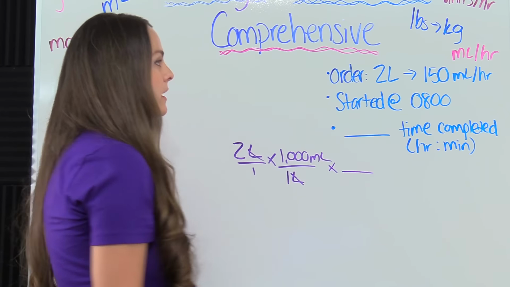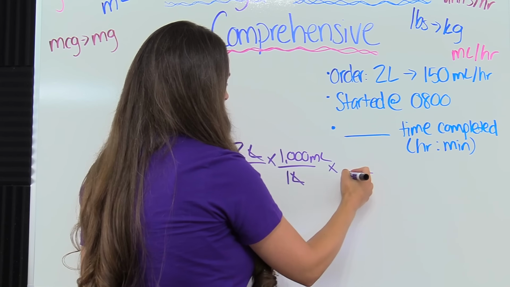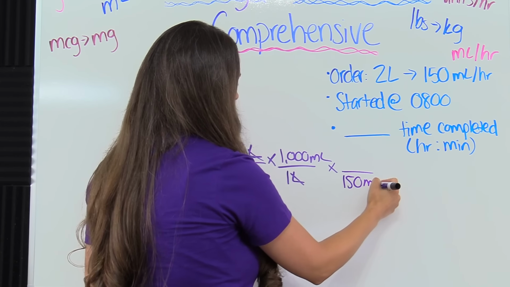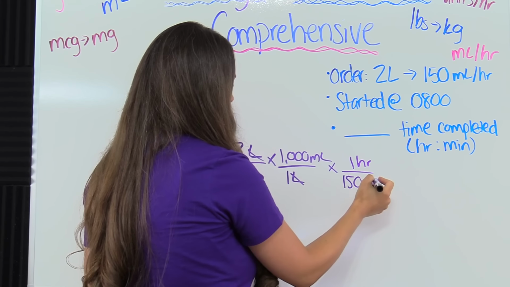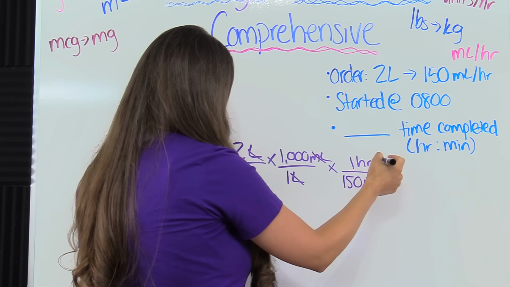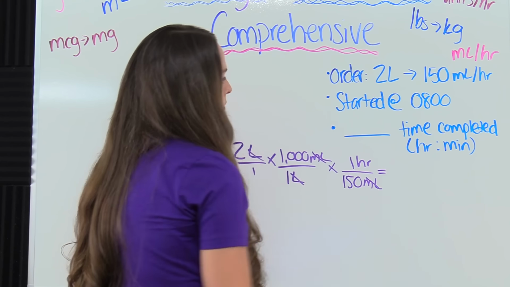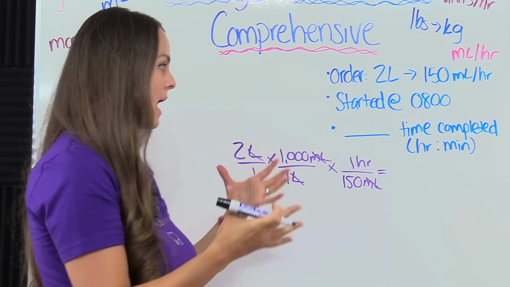And we're going to go ahead and plug in our hourly rate because we're ready to. And the physician wants it to go in at 150 milliliters in 1 hour. So that cancels our milliliters out, and we're in hours. So we're ready to solve because we need a time. So this is going to tell us the hours.